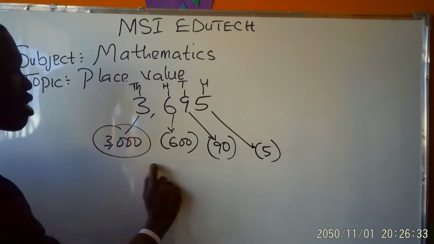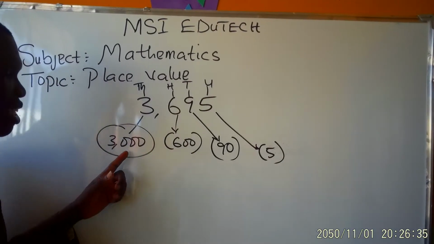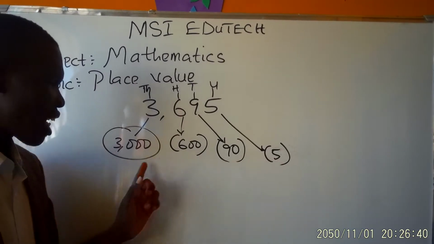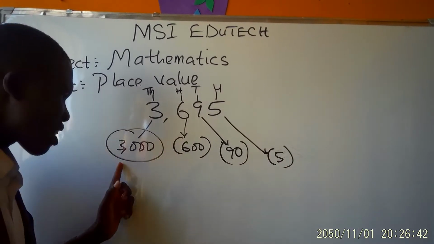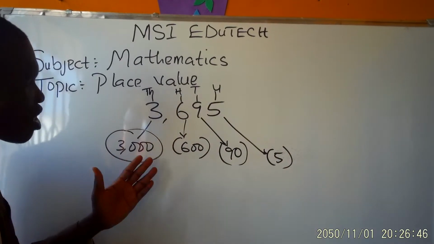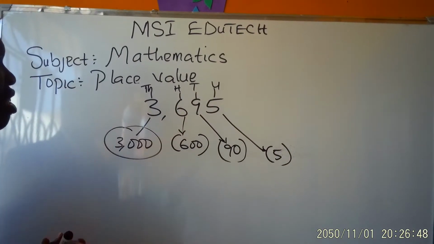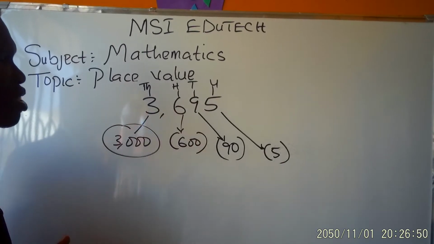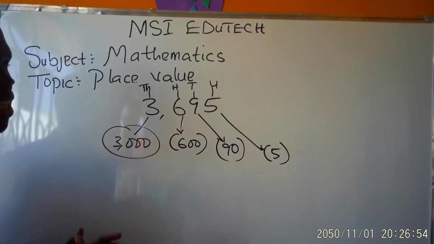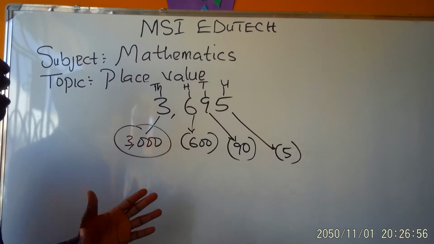So when you bring this together, we are going to have 3695. So you need to understand the value of 3 here, the value of 6 here, the value of 9 here, and the value of 5. And that is what we call place value.